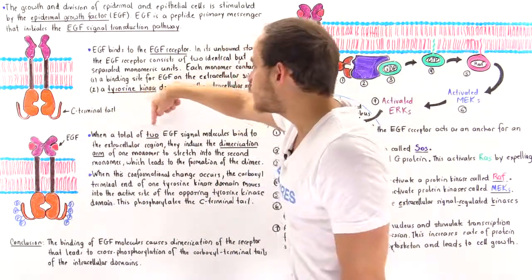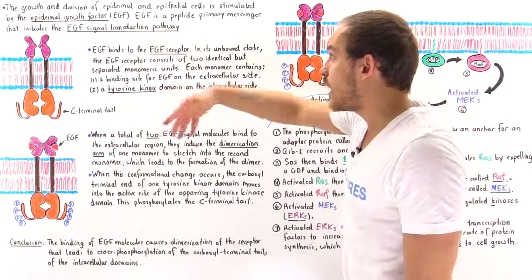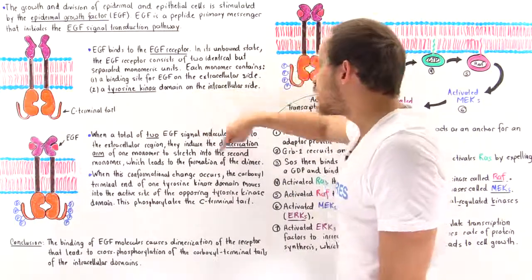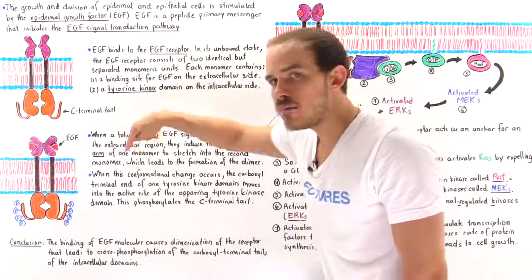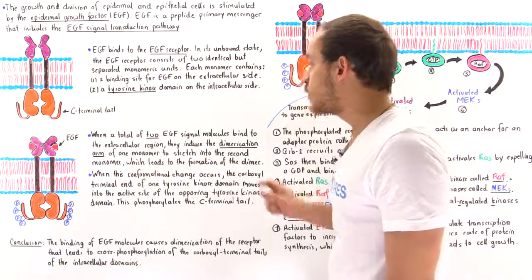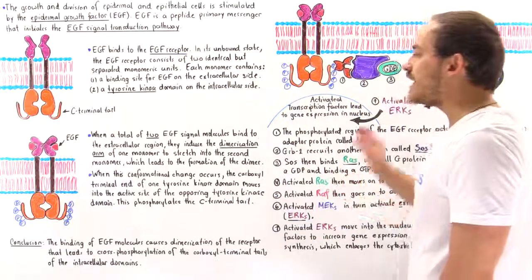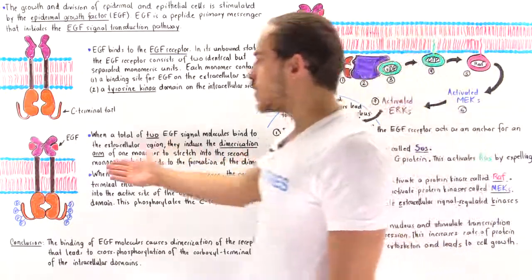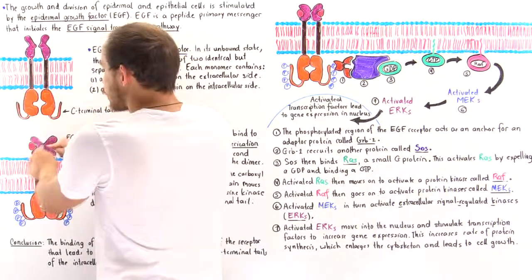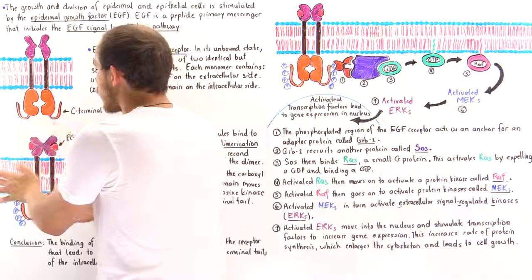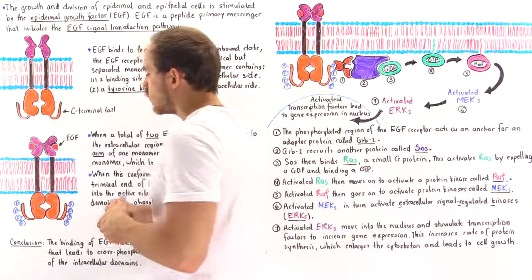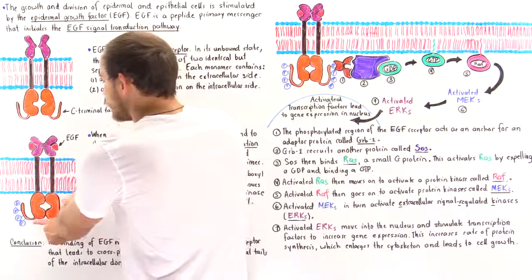So when a total of two EGF signal molecules, the primary messengers, bind onto the extracellular region, they induce the dimerization arm of one monomer to stretch out and reach into the pocket of that second monomer, which leads to the formation of that dimer structure. And this is what we basically show here. Upon the binding, these reach out to interact and form this dimer structure. And these also slightly change in conformation, and they also interact with one another. So let's now focus on what happens here.